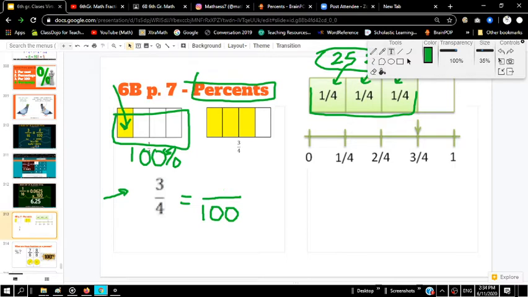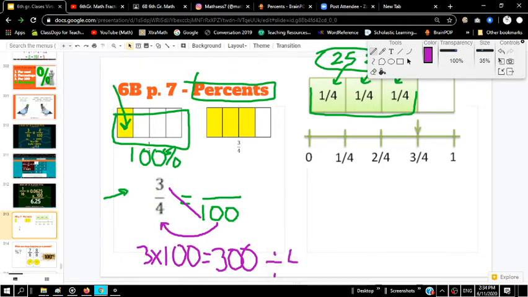If we took 3 times 100, let me show that right here on the screen. We take 3 times 100, 3 times 100 equals 300. Okay, that's our first step. And then I'm going to divide that by 4. So we're going to take 300 divided by 4, which is going to give you 75. If you do that all out, you will find that 300 divided by 4 equals 75, which means that this 75 over 100 equals 75%.